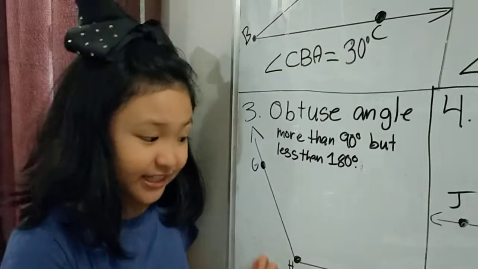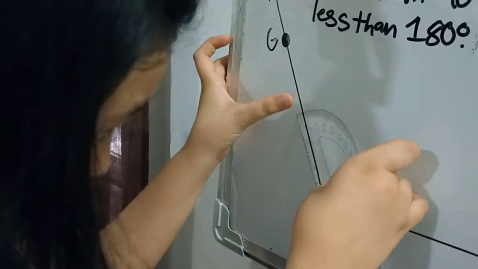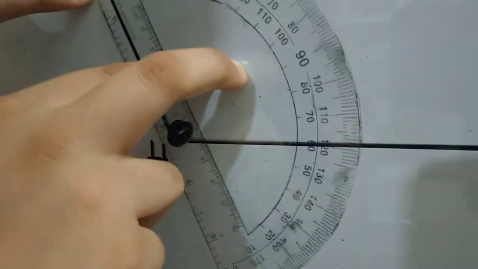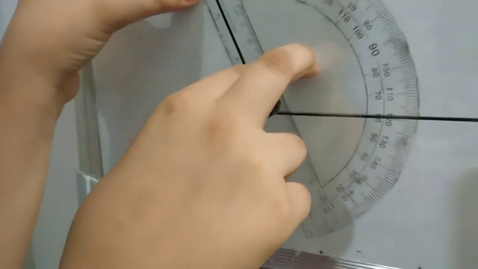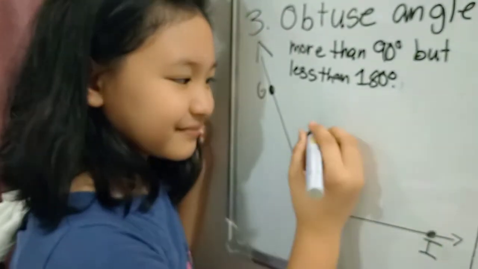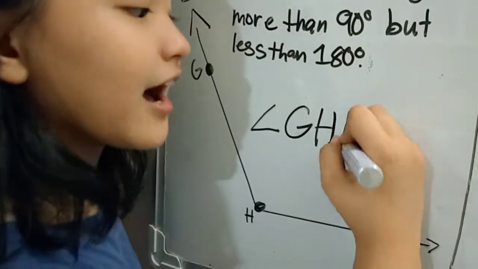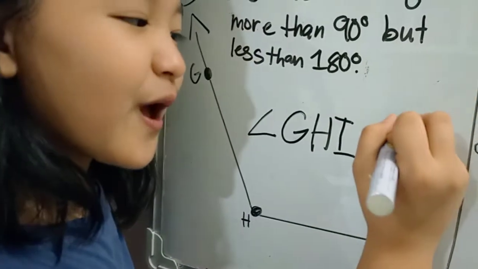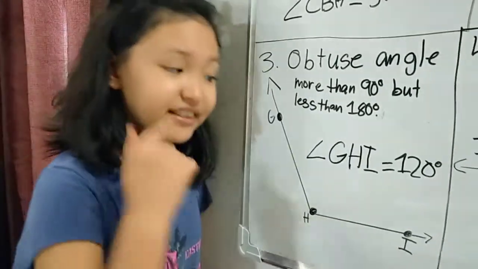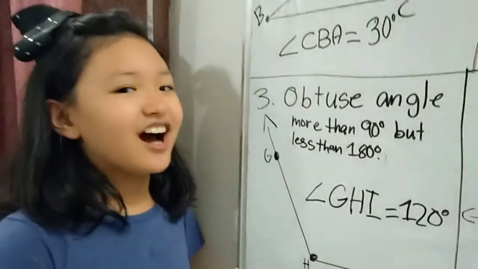Let's see if this is an obtuse angle. It's 120. It's 120 degrees. In symbol, we write angle GHI is equal to 120 degrees. Therefore, this angle is an obtuse angle because it is more than 90 degrees but less than 180 degrees.